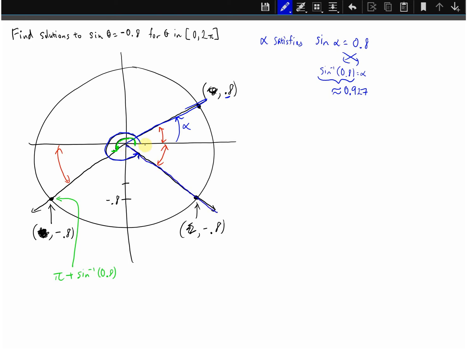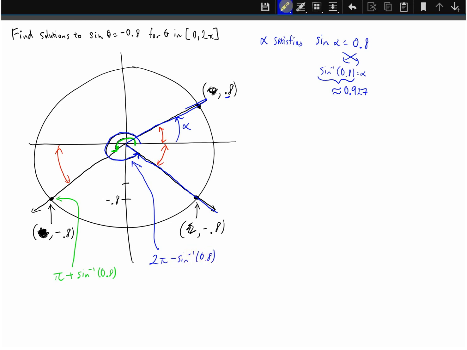to get this angle, well, this is almost the entire 2 pi, it's just 2 pi less this red angle, which is the reference angle, which is again right here. So I think I can actually afford to label the angle itself, and the angle is going to be 2 pi in this case minus the reference angle of sine inverse of 0.8.